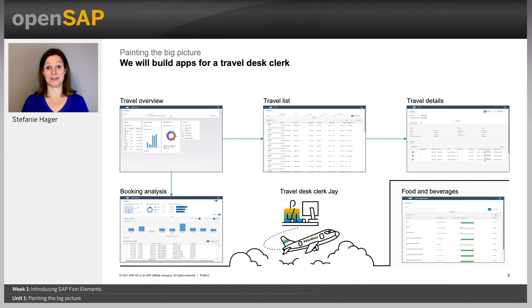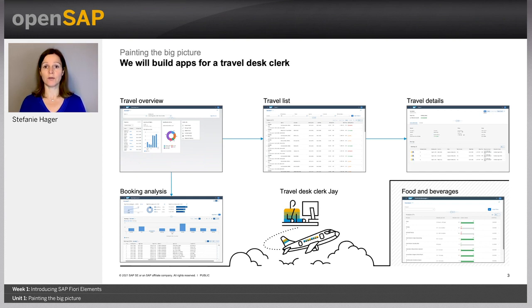So the apps that we are going to build are for our travel desk clerk, Jay. And Jay needs to manage his travels and his bookings. And he can get an overview on his most important business data using the travel overview. From here, he can navigate to the travel list and further to the travel details. And he can also analyze his bookings using the booking analysis app. We'll build one additional app outside the travel scenario. That's the foods and beverages app. And here we will use an external OData service, so one that's not connecting to an SAP backend.